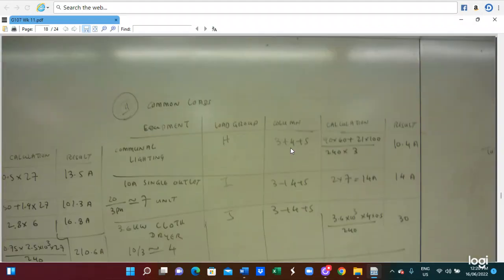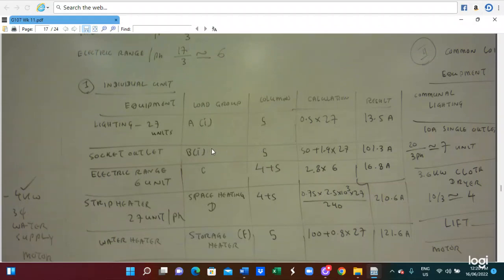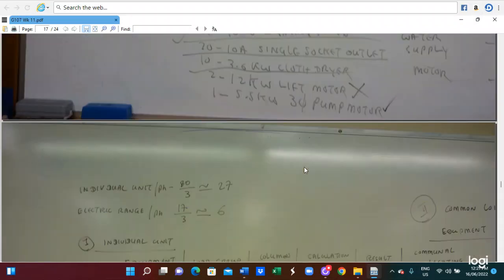So in this case, we also calculate the socket outlet, load group B1, column 5. So the calculation is 50 multiplied by 1.9 into 27. So this will be 101.3 ampere. Electric range is 6 units. So the column 4 and 5. In this case, the range is load group C, column 4 and 5.